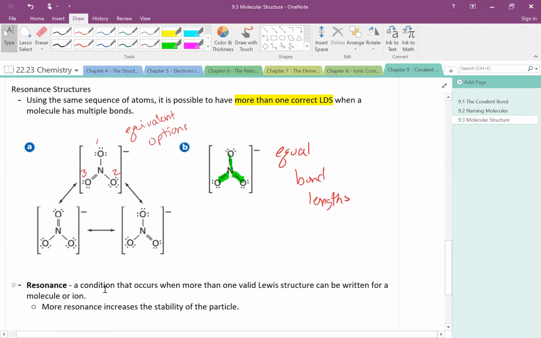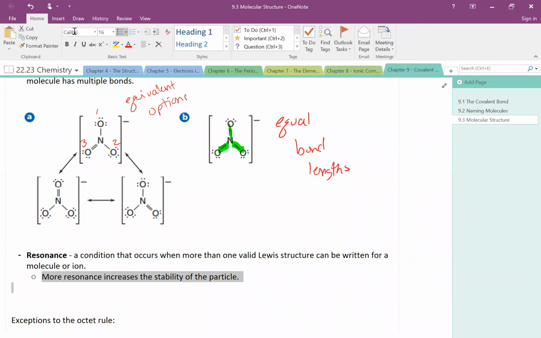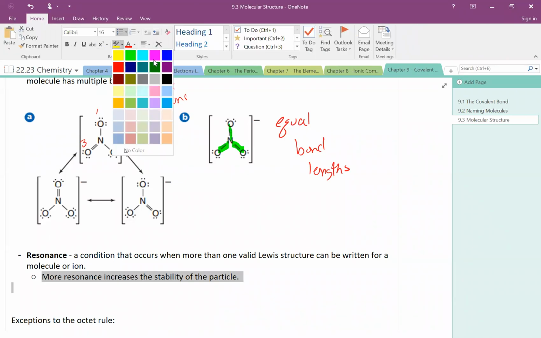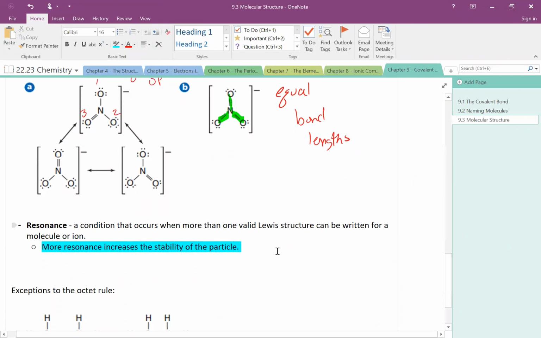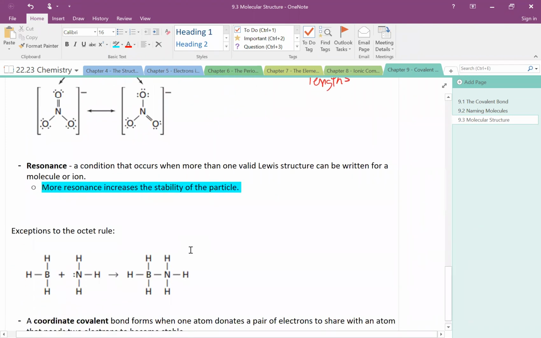So here we've defined resonance, right? A condition that occurs when more than one valid Lewis structure can be written for a molecular ion. And then I'm going to highlight this part right here. The more resonance that your molecule has, the more stable that ion is. So something like nitrate is a polyatomic ion because it exists in many different forms, and it's very, very stable. So that's partially due to the resonance.